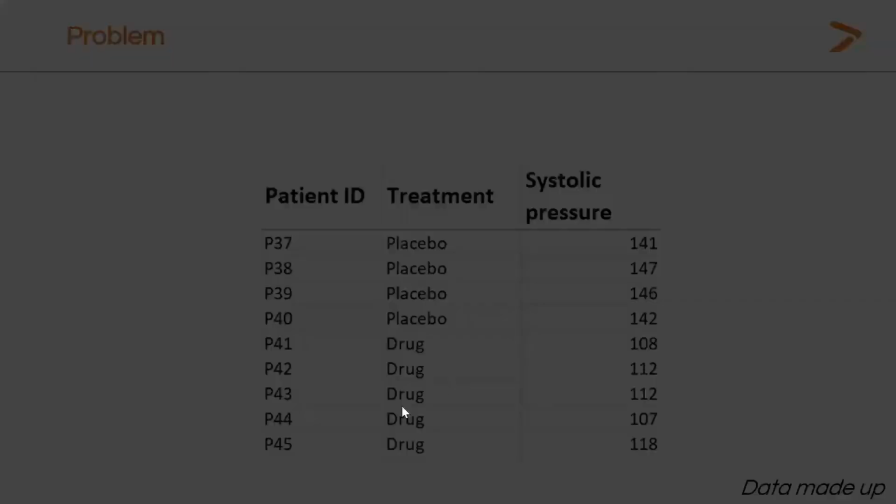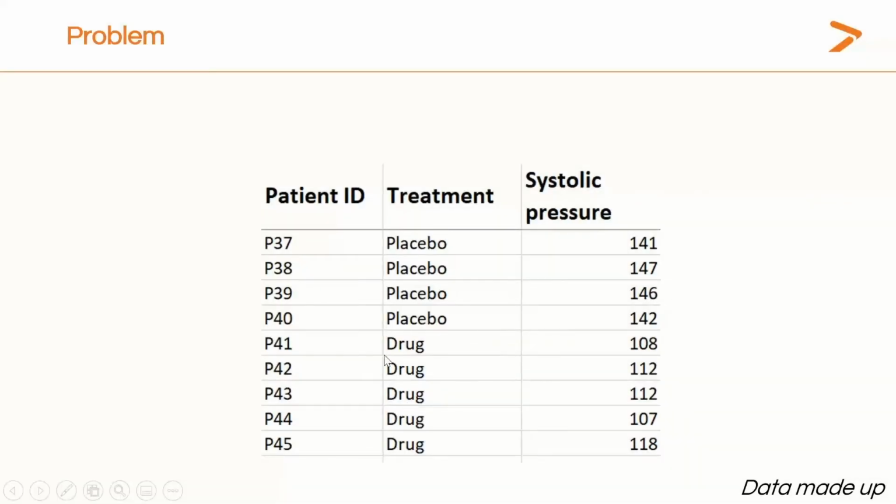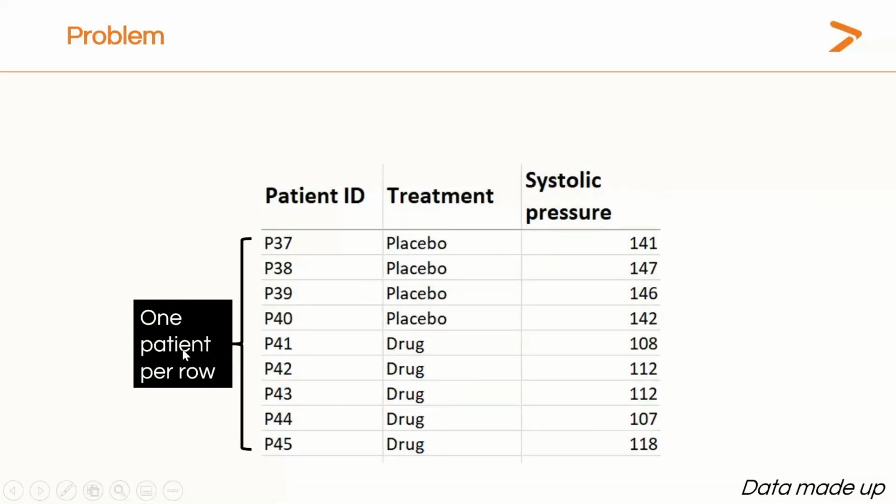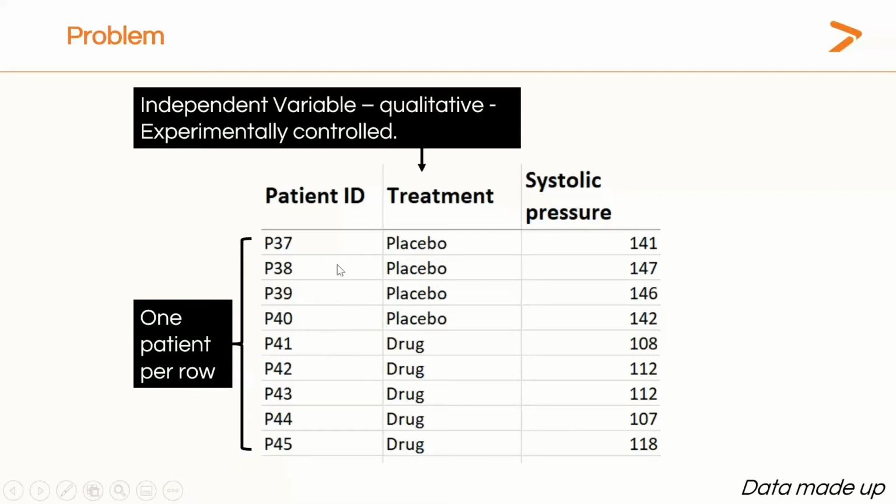So this is our main question. This is how the data looks. Once again, you have 1 patient per row. The data are made up.